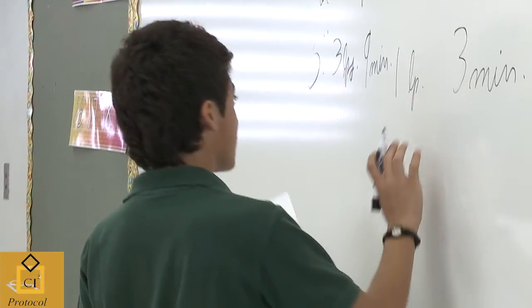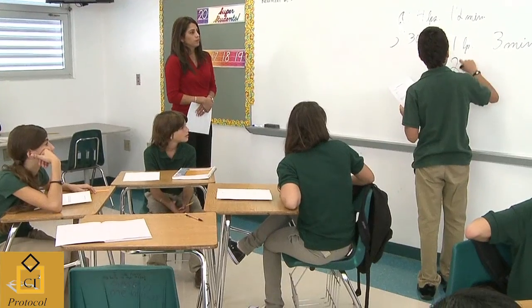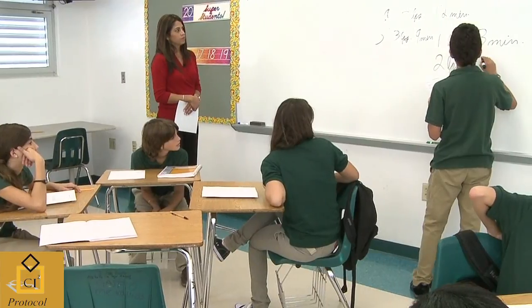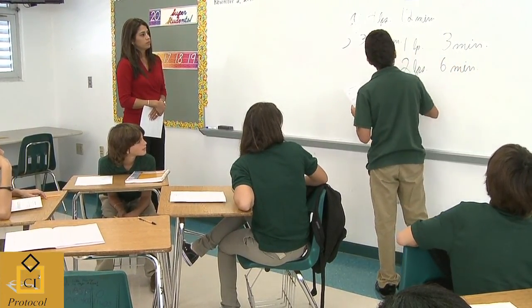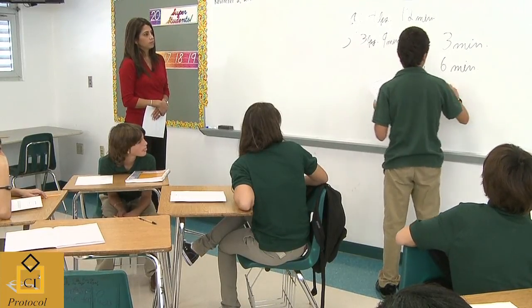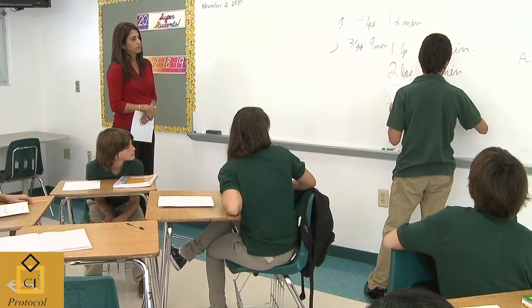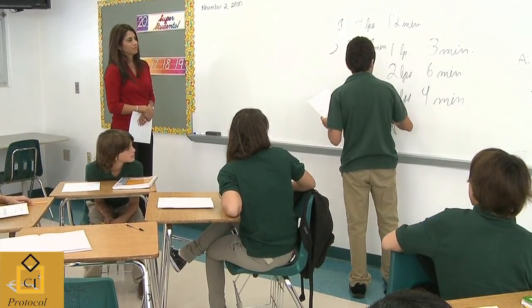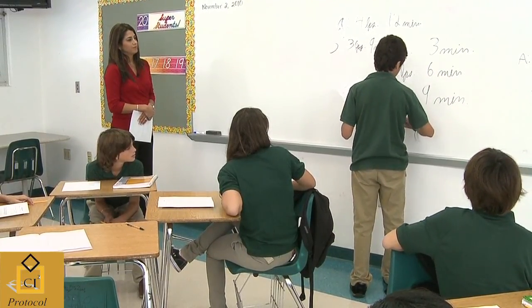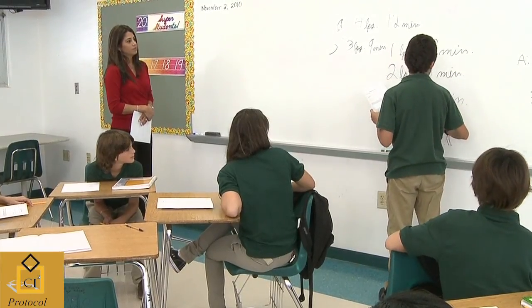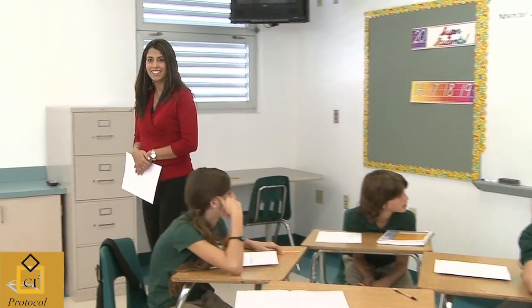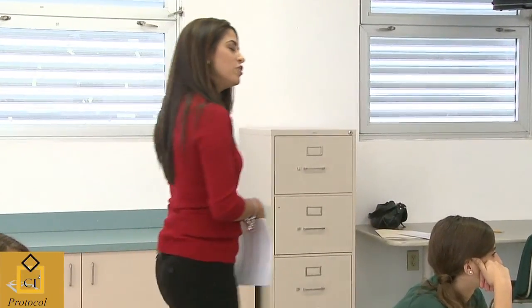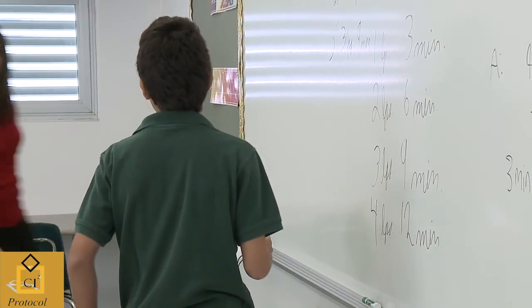Excellent. So 1 lap is 3 minutes, 2 laps will be 6 minutes. 3 laps will be 9 minutes. And 4 laps will be 12 minutes. Wow, very interesting. So if Susan ran 1 more lap, she would have the same amount as Ariel. Very interesting. You've identified a pattern.